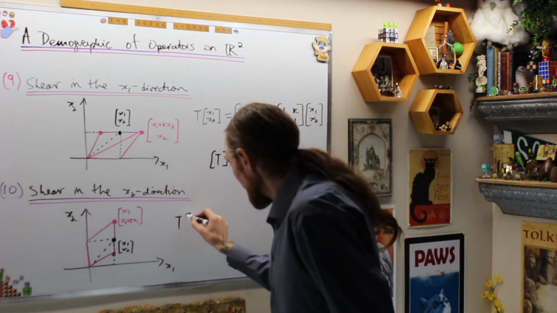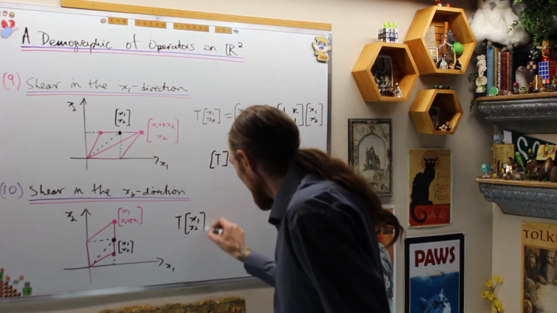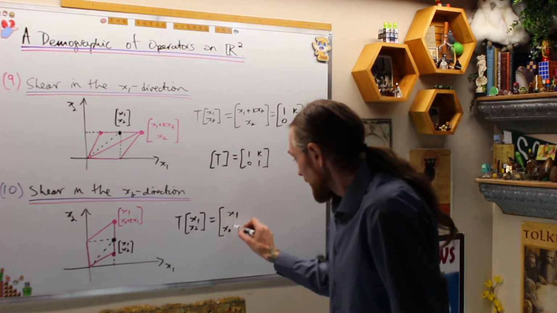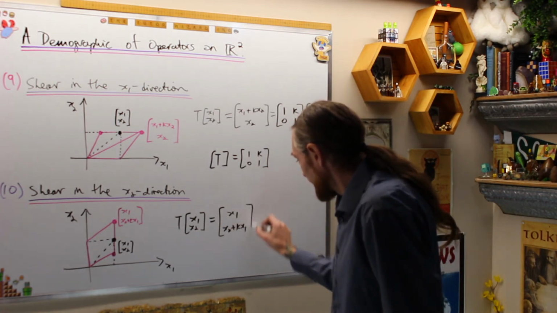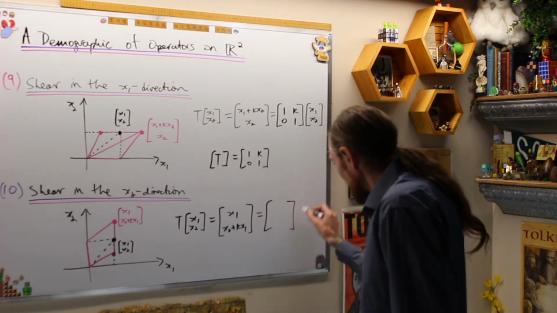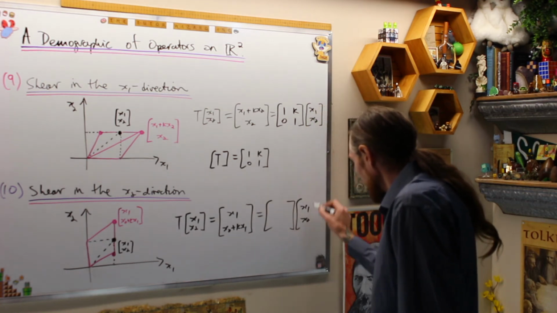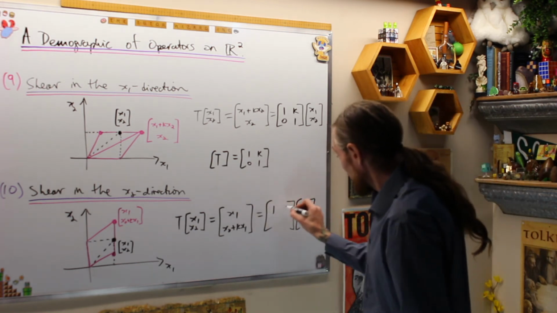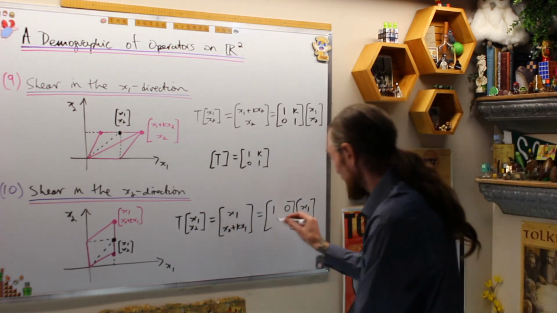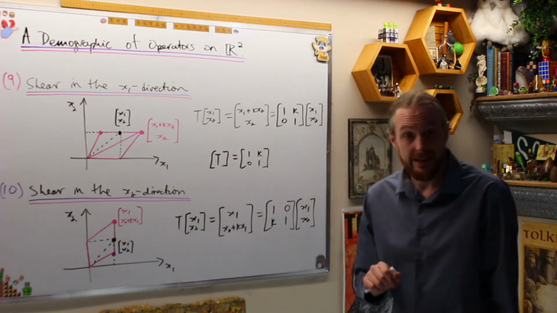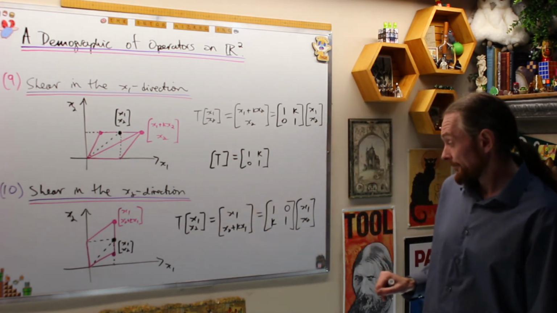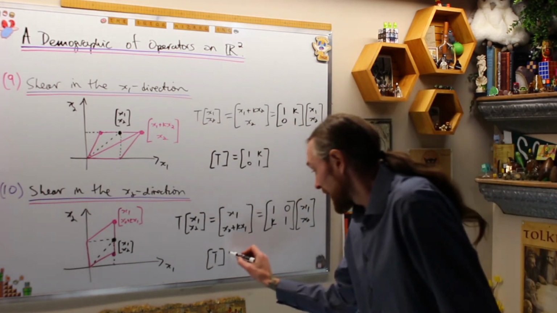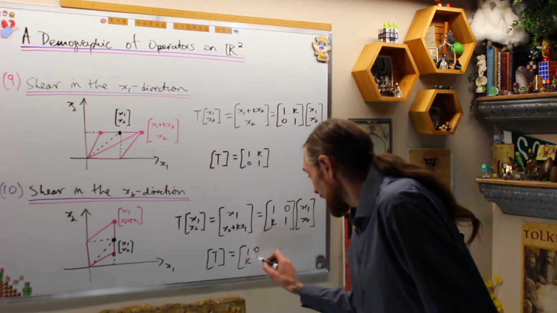In this case, T of x1, x2 is moving the points, so x1 stays the same, and then x2 plus a multiple of x1, which is going to be a 2 by 2 matrix again times x1, x2. What is that matrix? Again, in this case, I want to leave x1 alone, so I'm going to get 1, 0, and then I want a k and a 1 so that I can get this row here. What does that mean? The standard matrix of shear force in the x2 direction is equal to 1, 0, k, 1.